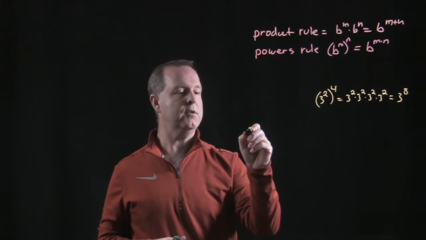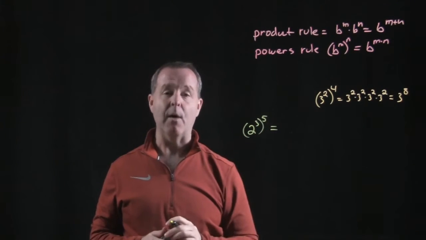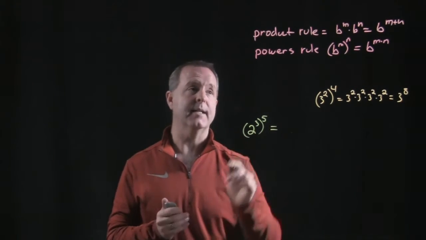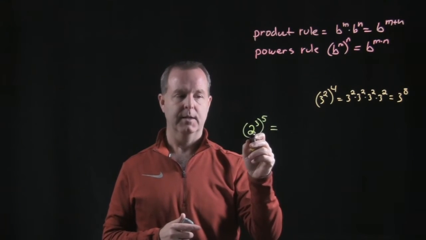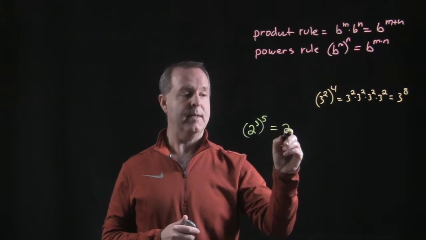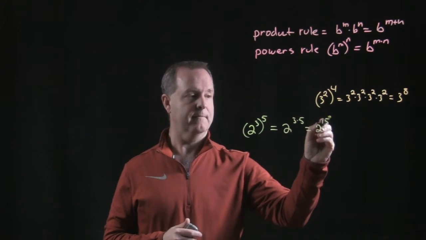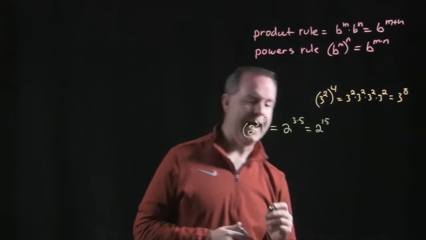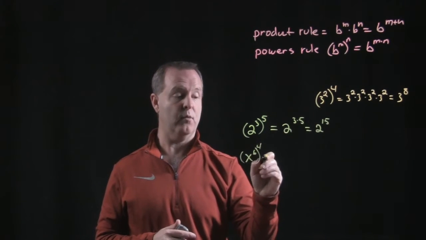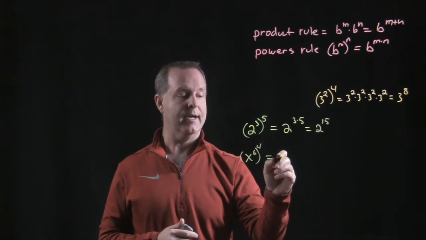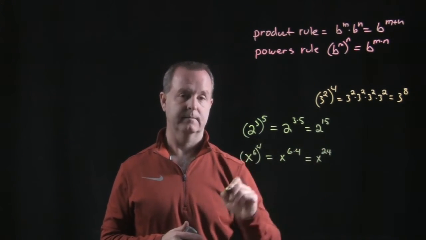So if I have 2 to the third to the fifth, how would that reduce? Well, I need to recognize it as this powers rule, which means I can multiply the exponents. So 2 to the third to the fifth becomes 2 to the third times the fifth, which equals 2 to the 15th. If I have x to the sixth, and I want to raise that entire term to the fourth, this becomes x to the 6 times 4, becomes x to the 24th.